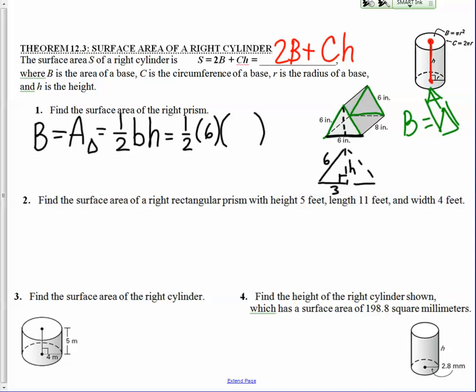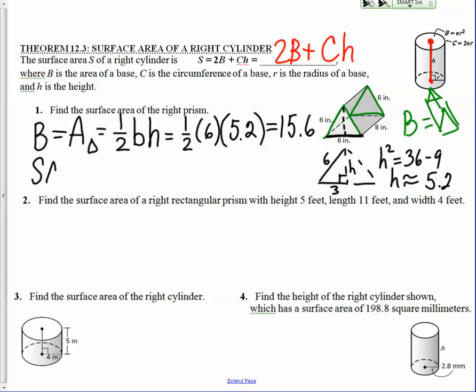Using the Pythagorean theorem, the height squared is 36 minus 9, which will give me 27. So the height, if you calculate on a calculator, is going to be about 5.2. So that is the number that I will plug in here. And that would give me the area of the base of the prism, 15.6. And now let's use the formula.